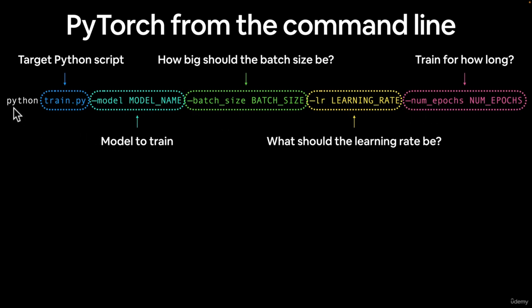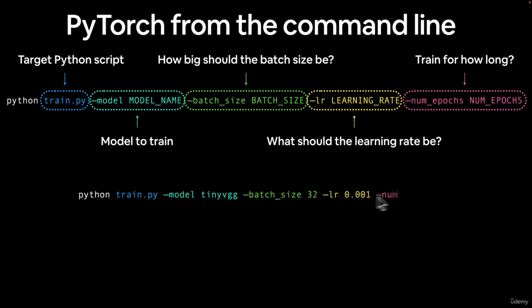Now, this is a command on the command line. We could run python train.py, that's our target script. We want to train some model. We want to use a batch size of batch size. We want to use a learning rate of learning rate. We want to train for num epochs. Now, these flags here are called argument flags. We'll have a look at that later on.